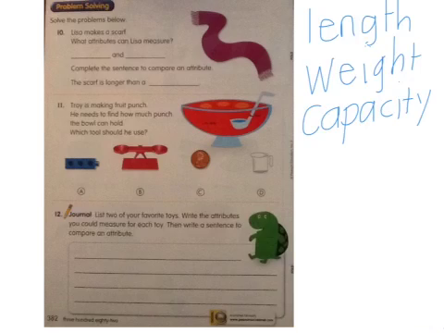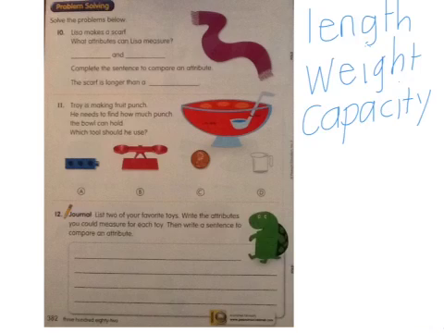Number 11. Troy is making fruit punch. He needs to find out how much punch the bowl can hold. Which tool should he use? If he's trying to figure out how much punch would fit in that bowl, would he use blocks, a scale, a penny, or a measuring cup? Okay? And number 12 for journal. List 2 of your favorite toys. Write the attributes you can measure for each toy. Then write a sentence to compare an attribute.